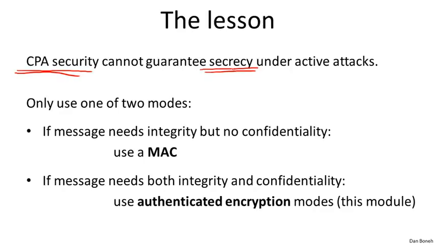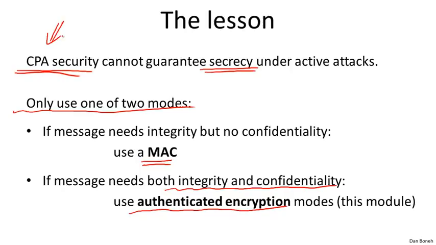And so the lesson that I'm going to repeat again and again throughout this module is that if your message needs integrity but no confidentiality, just use a MAC. But if your message needs integrity and confidentiality, you have to use what's called an authenticated encryption mode, which is precisely the topic of this module. So the next thing we're going to do is define what authenticated encryption means, and we're going to build authenticated encryption systems. But the point I want you to remember is that the CPA secure modes we discussed before should never actually be used to encrypt data by themselves. So CBC with a random IV is a building block towards authenticated encryption, but should never be used on its own. Okay, so we're going to define authenticated encryption in the next segment.